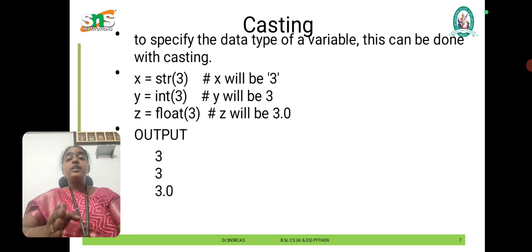Casting. Casting means converting one data type to another data type. Specifying a data type followed by a variable, to convert it to another data type, is called casting. For example, x = str(3), that is 3 converted to a string; y = int(3), 3 converted to an integer; and z = float(3), 3 converted to a floating number, that is 3.0. This is the output of the program. Is it clear? Casting is converting one data type to another data type.